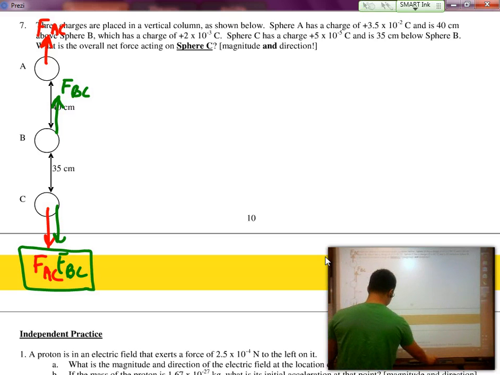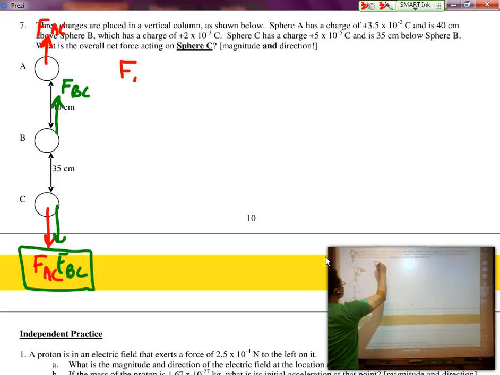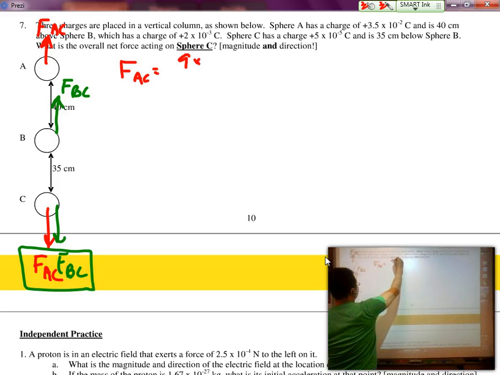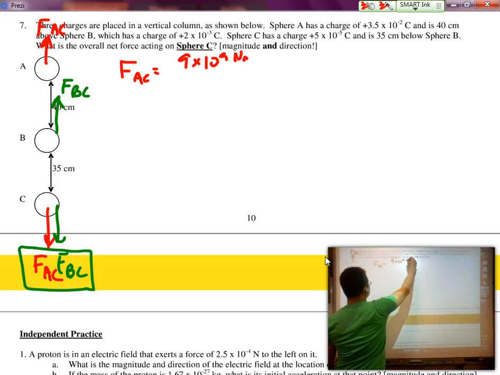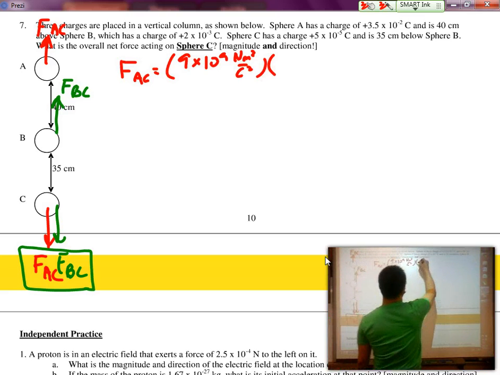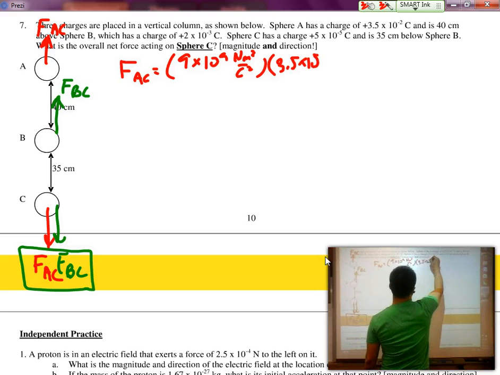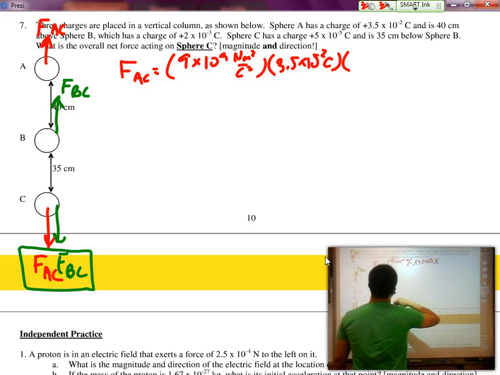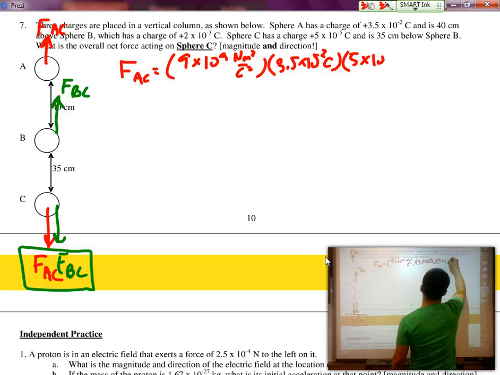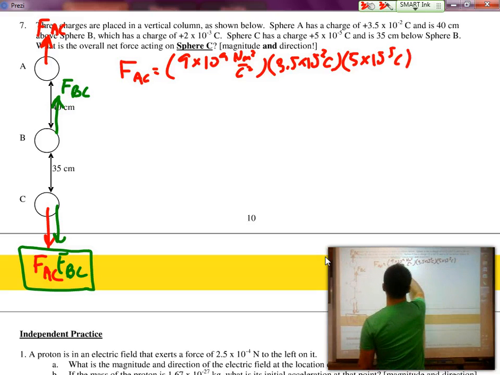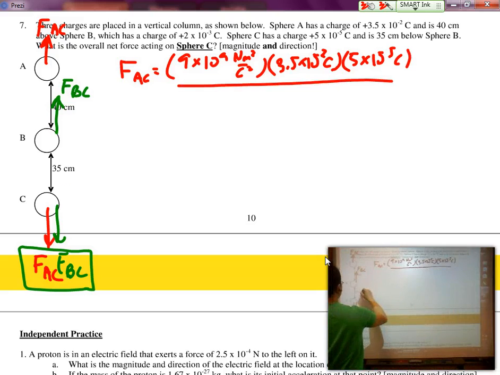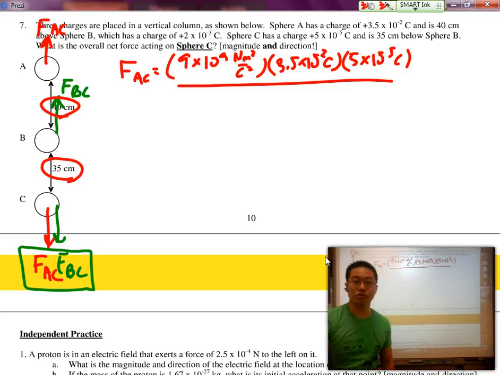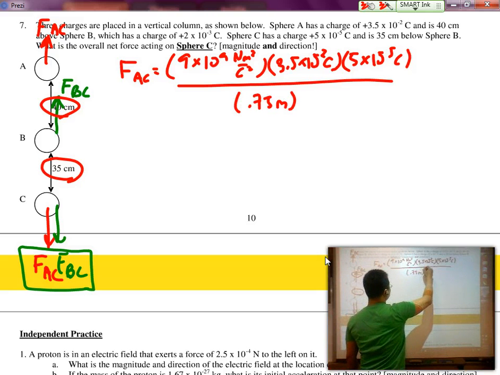So FAC is equal to 9 times 10 to the 9th times charge A, 3.5 times 10 to the negative 2, times charge C, 5 times 10 to the negative 5 coulombs, divided by, now it's going to be the total distance. In this case, the total distance will be 75 centimeters, so it will be 0.75 meters squared.